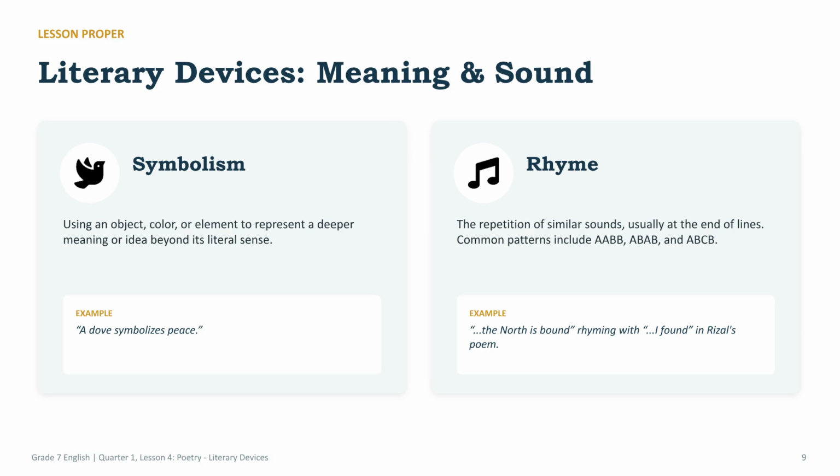Common patterns include AABB, ABAB, and ABCB. And here's something exciting. We're going to see rhyme in action very soon, because in Jose Rizal's poem, the line ending in "the north is bound" rhymes with the line ending in "I found." Keep that pair in your ear. We'll come back to it when we read the full poem later in this lesson.